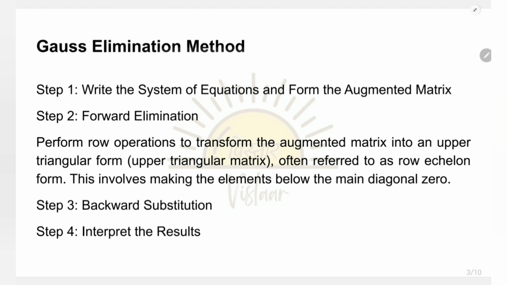So, we have to transform the augmented matrix into an upper triangular form. That just means we want zeros below the main diagonal. Once our matrix is in the upper triangular form, we can solve our equations super easily. We just start from the bottom and work our way up, figuring out the values of our variables one by one. To make the things crystal clear, let's solve a real example together. We'll take a system of equations, apply the Gauss elimination method, and see how it all comes together.